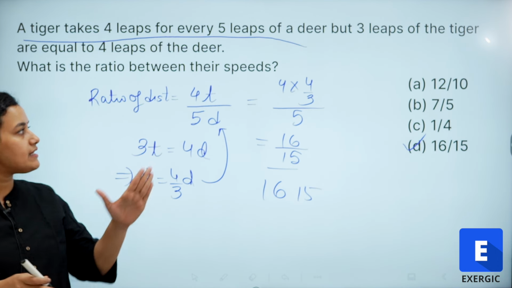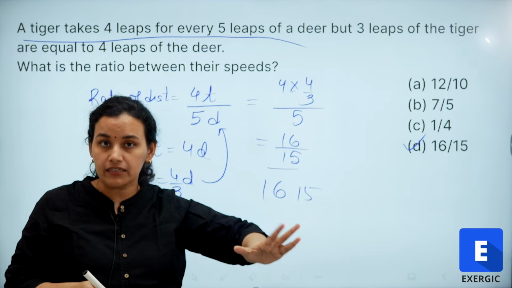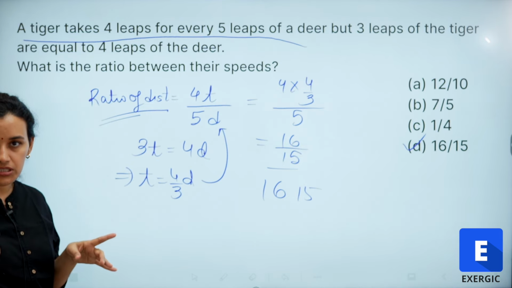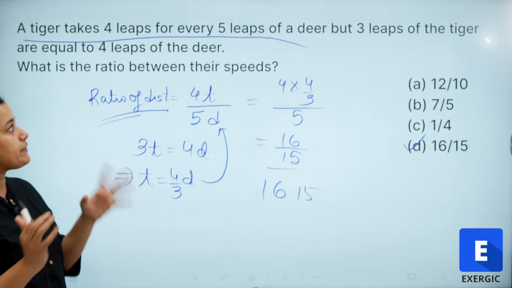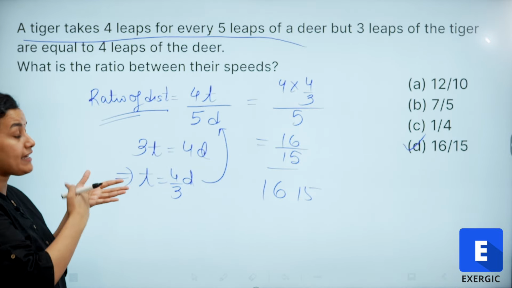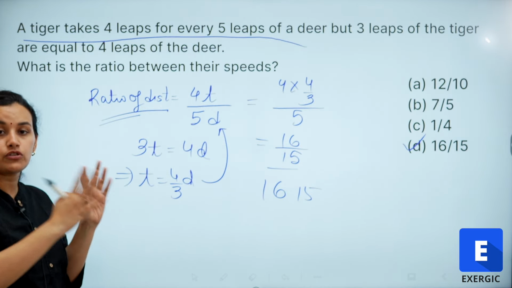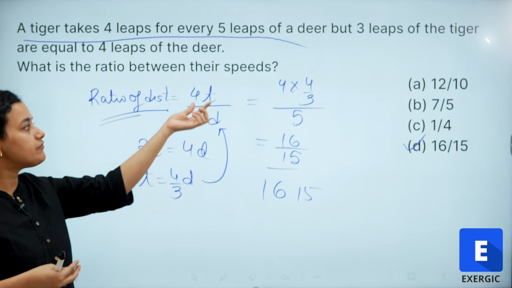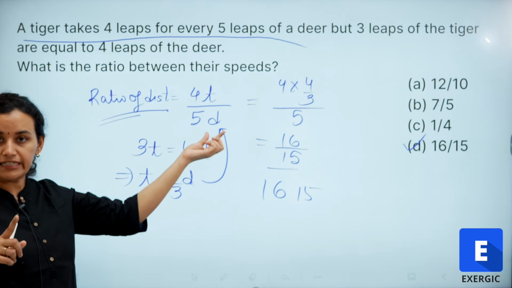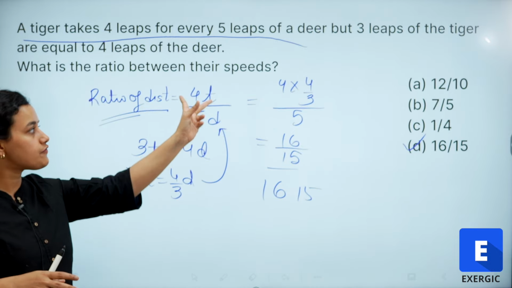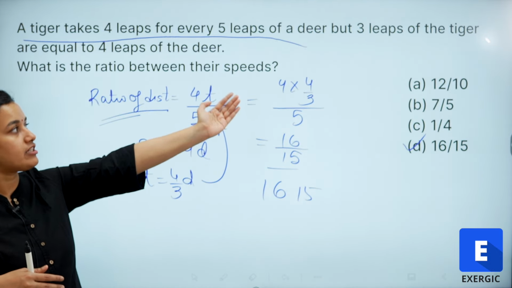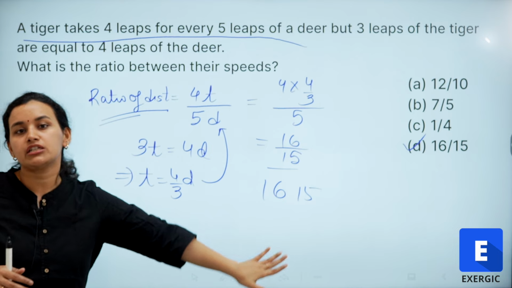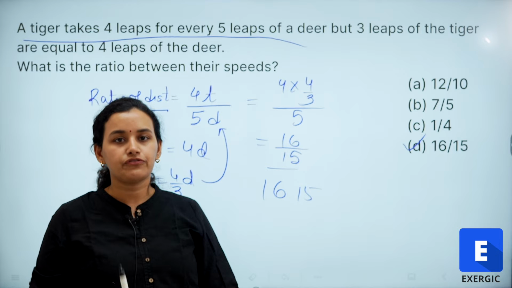So the first thing you should know is that I have been asked to find the ratio between the speeds. The ratio between speeds is equal to the ratio of the distances if the time is constant. Now, is the time constant here? Yes, because in the first line they are saying that the tiger takes 4 leaps for every 5 leaps of the deer. So in the same time, the tiger is taking 4 leaps whereas the deer is taking 5 leaps. If I consider 1 leap of the tiger as t and 1 leap of the deer as d, the ratio that I want to find out is 4t by 5d. Another information given is 3 leaps of the tiger is equal to 4 leaps of the deer, that is 3t equals 4d. Then it's just simplification and you can find out the ratio as 16:15.